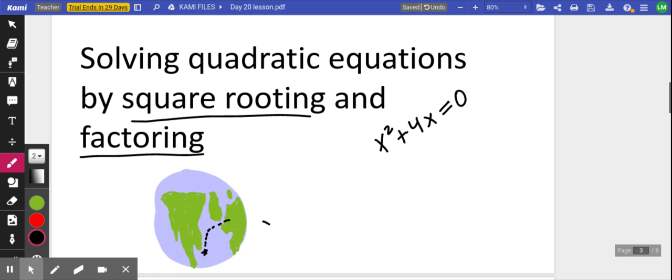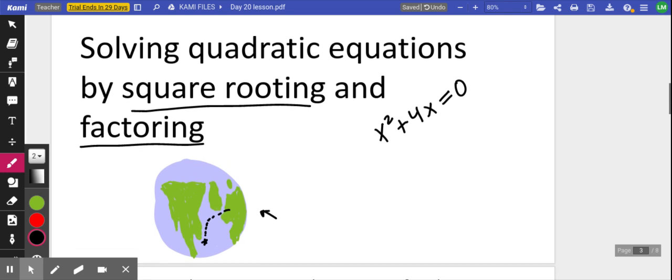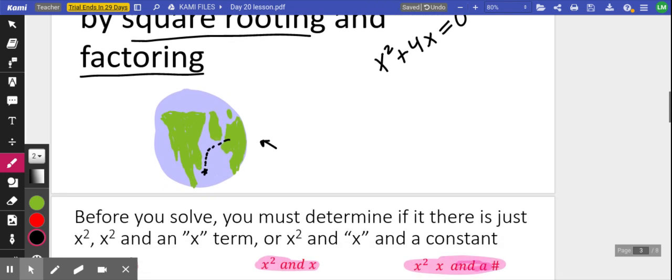Okay. Also, check out my little diagram. That's Columbus in 1492 sailing to America. All right, here we go.